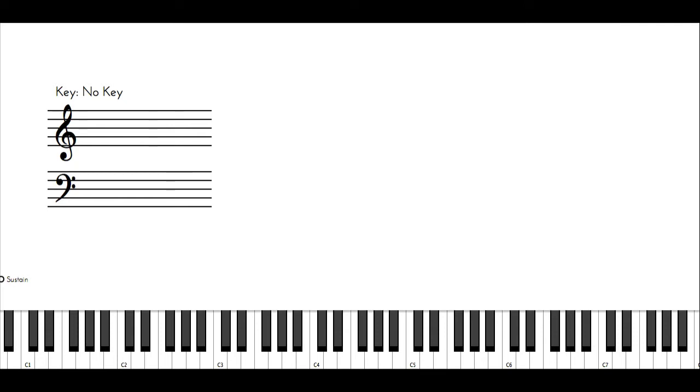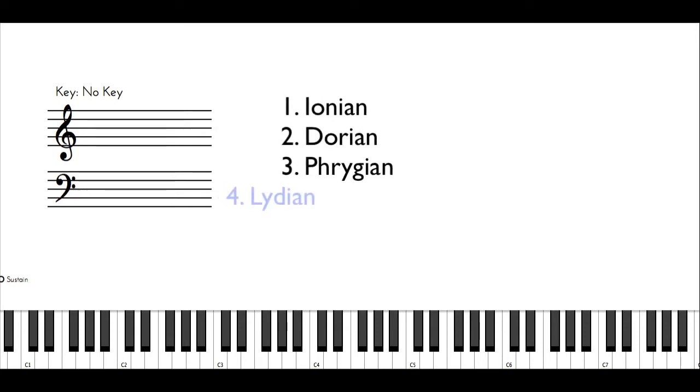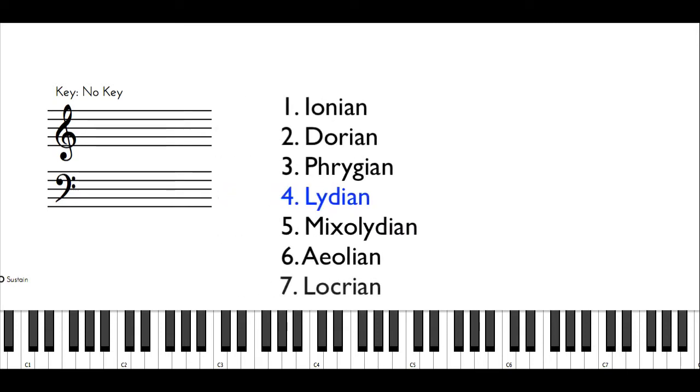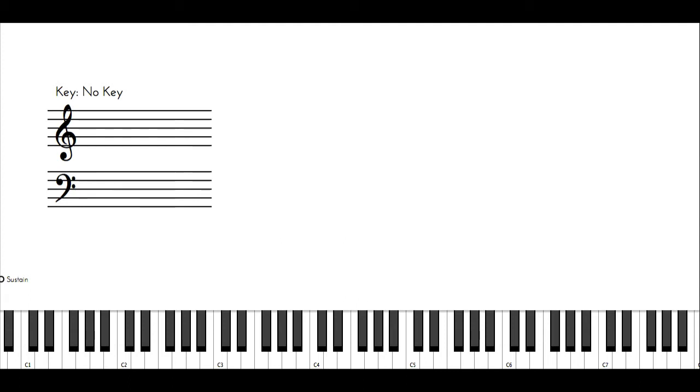So as a quick review, there's 7 modes that are in the major scale, and it's Ionian, Dorian, Phrygian, Lydian, Mixolydian, Aeolian, and Locrian. As I stated in the other videos, there's no one set way to learn the modes. There are different ways that you can learn them, but it's the one that you gravitate to the most.